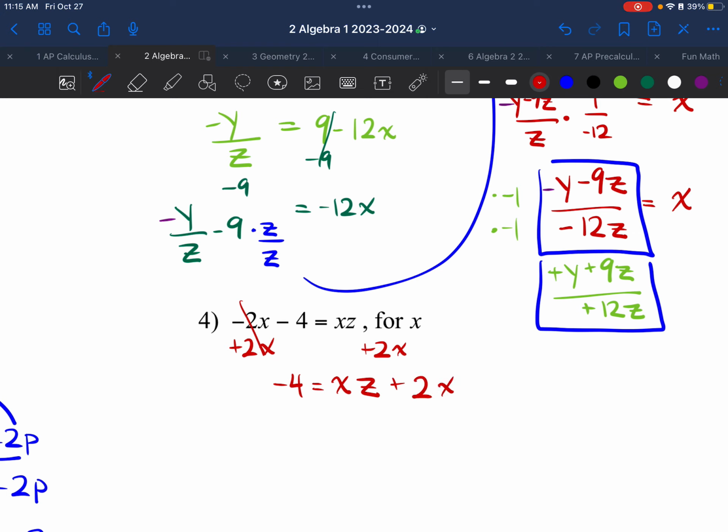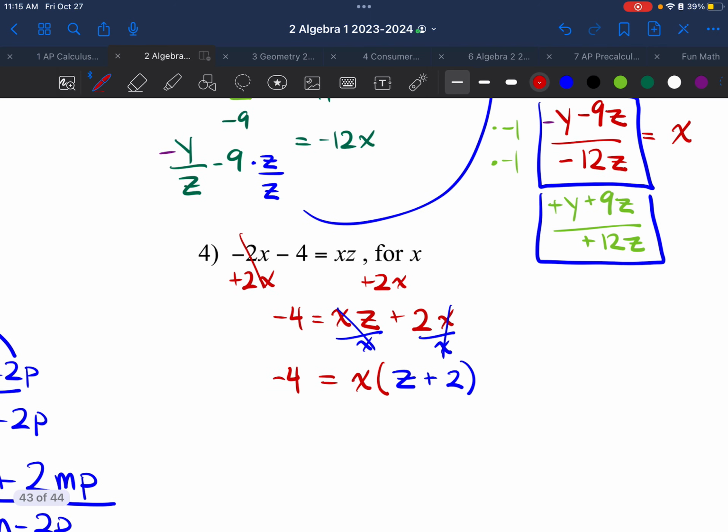From here, I need to get 1x. I'm going to turn 2 x's into 1x using what's called factoring. So what I'm going to do is I'm going to factor out an x. And it's essentially asking this question, if I divide each of these terms by x, what is left over? Well, x divided by x leaves us with just a z, and 2x divided by x leaves us with just a plus 2. And then I still have this negative 4 on the left-hand side. Notice that I have turned 2 x's into 1x.